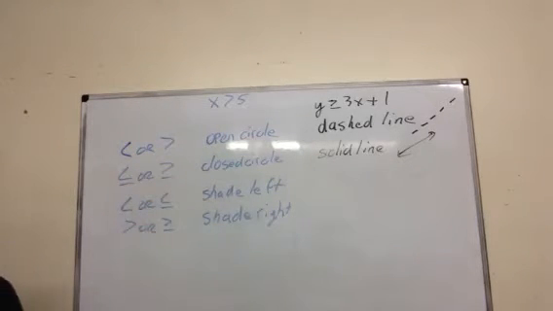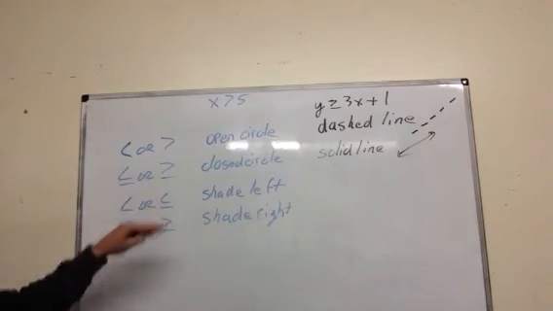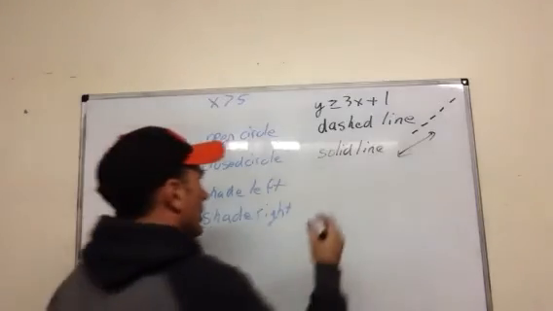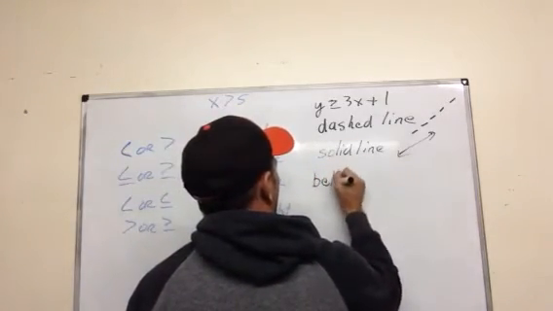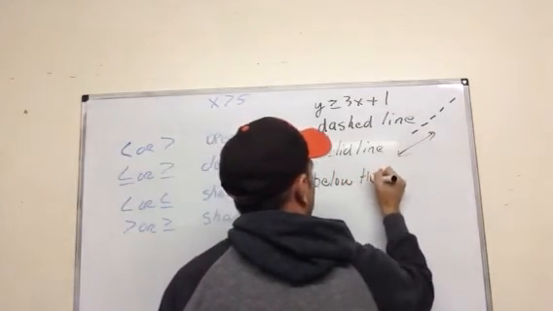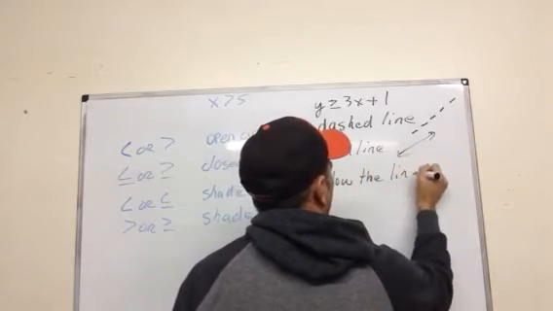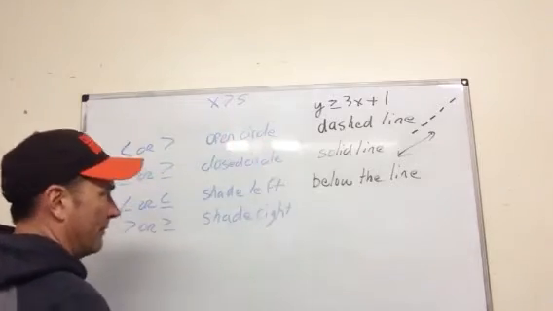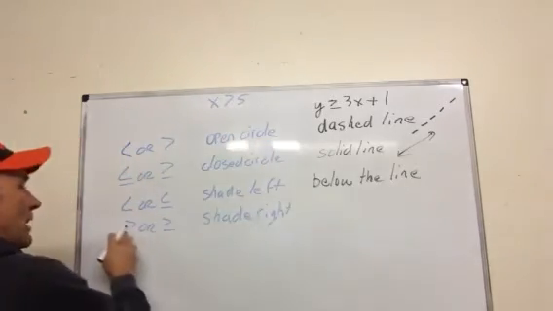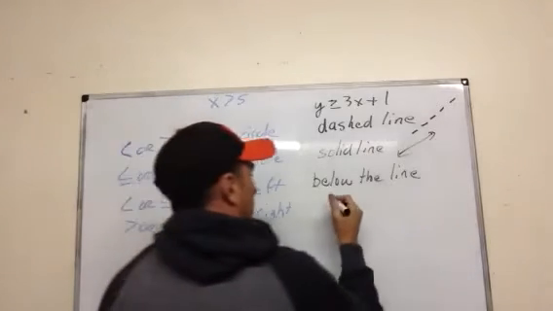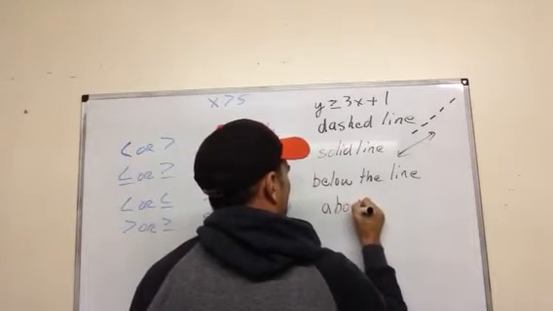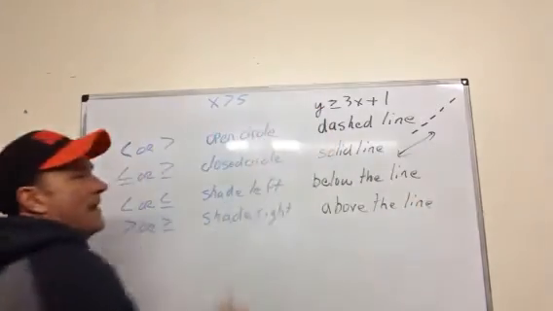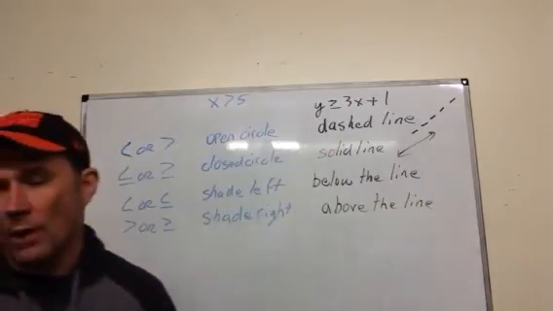Now, when it comes to shading, if it's less than or equal to, instead of shading left and right, we are going to shade below the line. So, we just go below it. Find the line and go straight down. Instead of shading to the right, if it's greater than or equal to, we're going to shade above the line. Okay, so we're comparing our y value. Remember, y values go up and down.